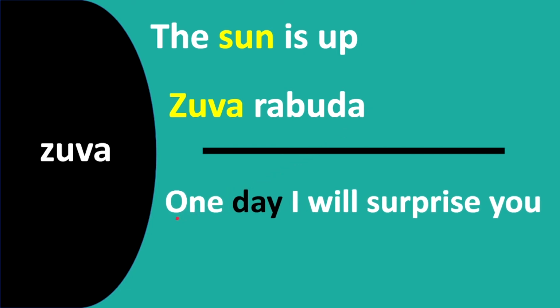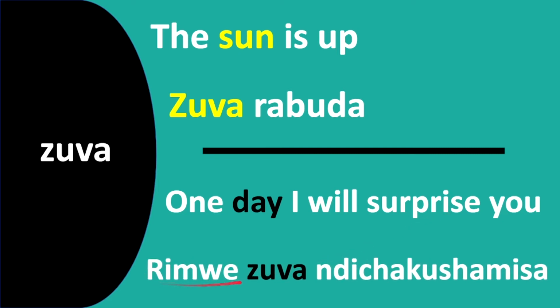On the other hand, one day I will surprise you. Rimwe zuva ndichakushamisa. One day, rimwe zuva, I will surprise you, becomes one word, ndichakushamisa. I hope this helps you understand now the different contextual meanings of these words when it comes to Shona. It's the same word, same pronunciation, but different meanings depending on how it is used in a sentence.